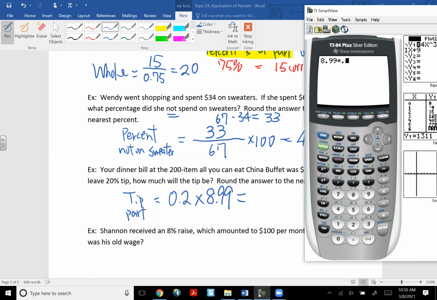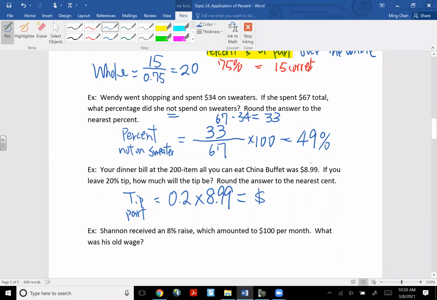8.99 times 0.2. So that will be dollars, got to round to nearest cents. Money, we always round to nearest cents. So nearest cents is referring to nearest hundredth. So the 8 will make my hundredth go up. So I will leave about $1.80. Okay, round to nearest cents is round to nearest hundredth. So the place to the right of the hundredth will tell you to go up or stay the same.